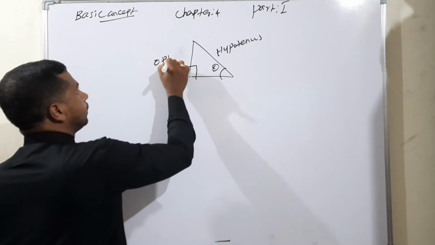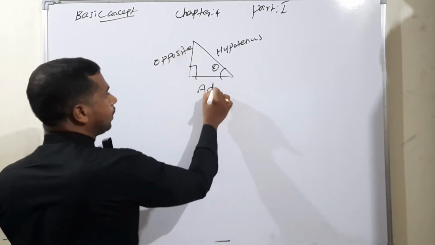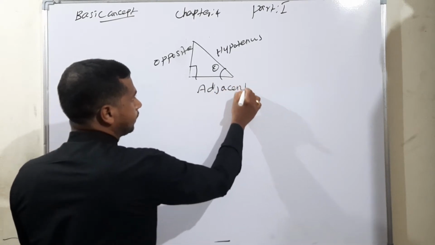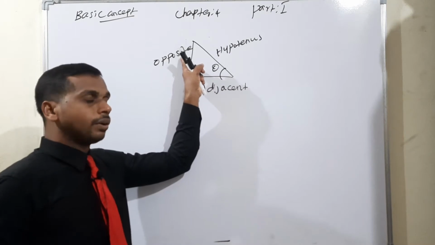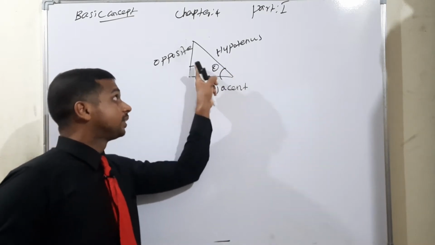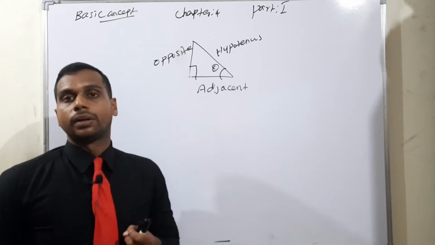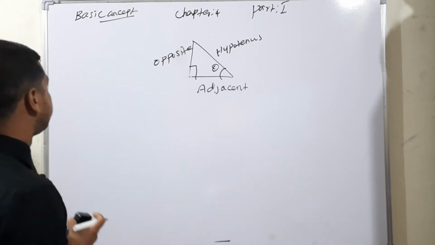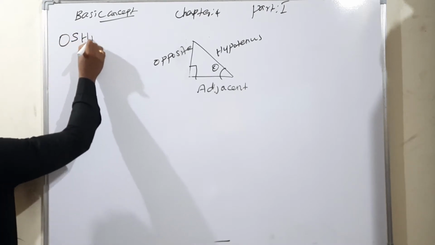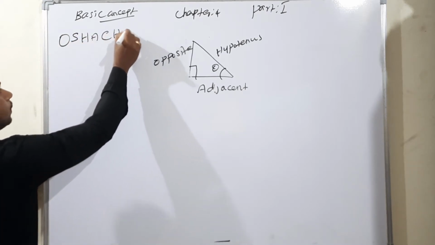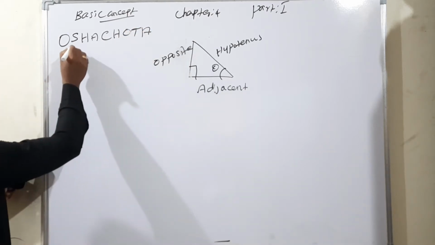This is called opposite. Okay, the remaining one side is called adjacent. So three sides: the side opposite the angle is called the opposite side, the side opposite the right angle is called the hypotenuse, and the remaining side is called adjacent. Then important, the basic shortcut name, osa chota. What is the meaning?